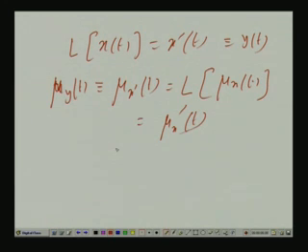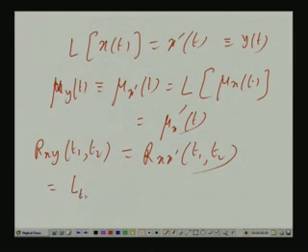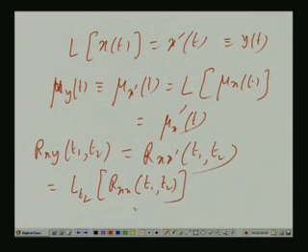Then R x y (t1, t2), which you can also write as R x x prime (t1, t2): we have seen that L works on t2 of the input autocorrelation function. Let us take it as a function of t2 and then let the system work on it. System working on it means differentiating it with respect to t2, so it will be del by del t2.